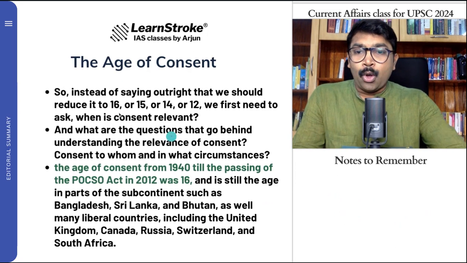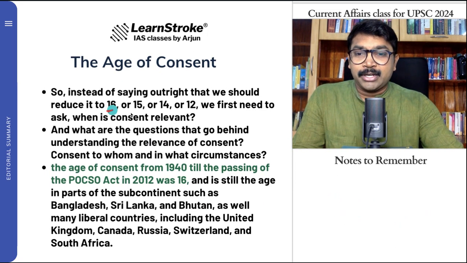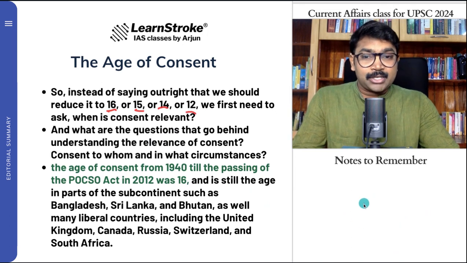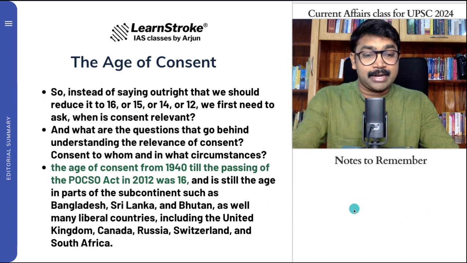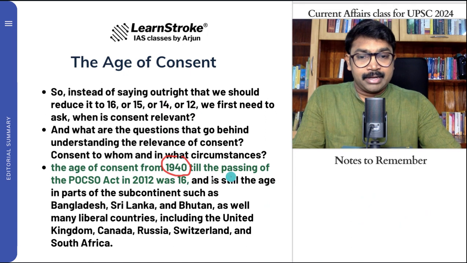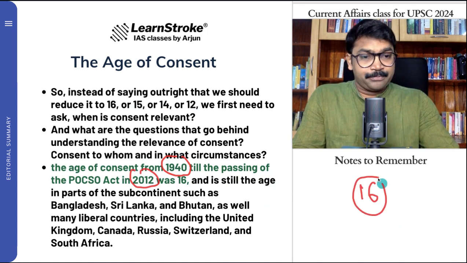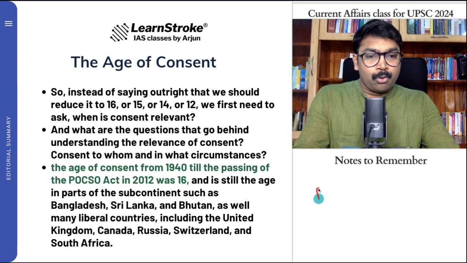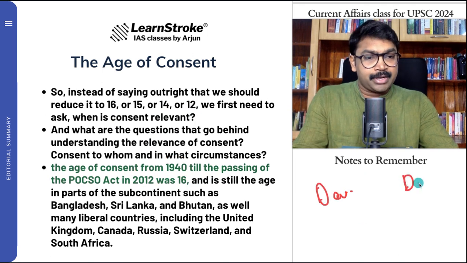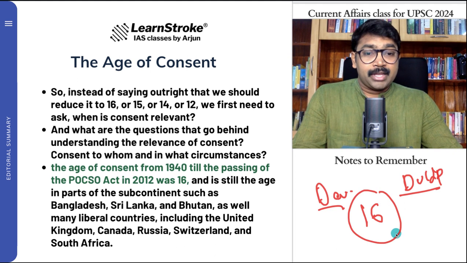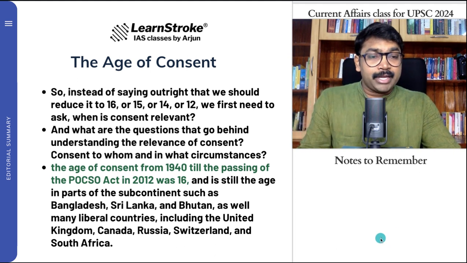Also, whether to reduce the age of consent to 16, 15, 14 or 12. Before that, we have to understand when consent is relevant and what the relevance of consent is. Also understand that from 1940 till the passing of POCSO in 2012, it was just 16 years. You should take a look at that. In most developing and developed countries, 16 is the age of consent. If that's so, why in India, don't you think it's time to bring it down?